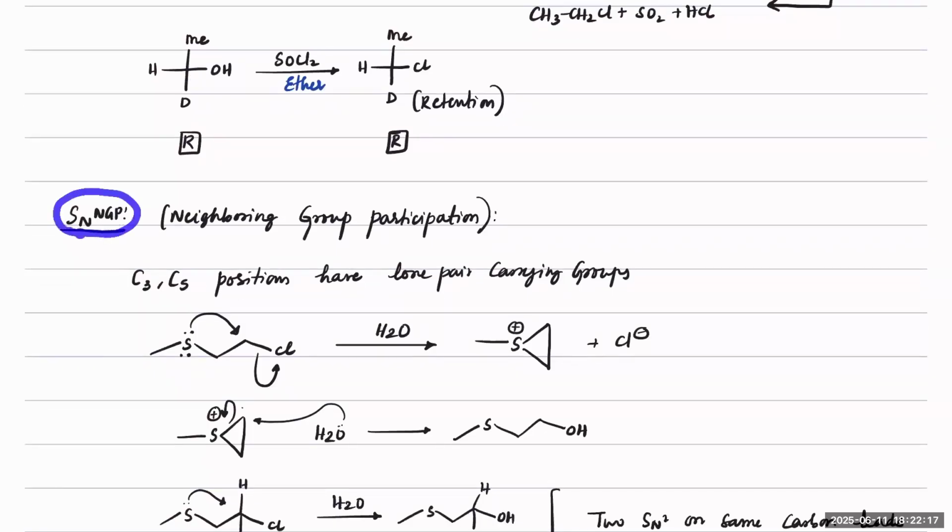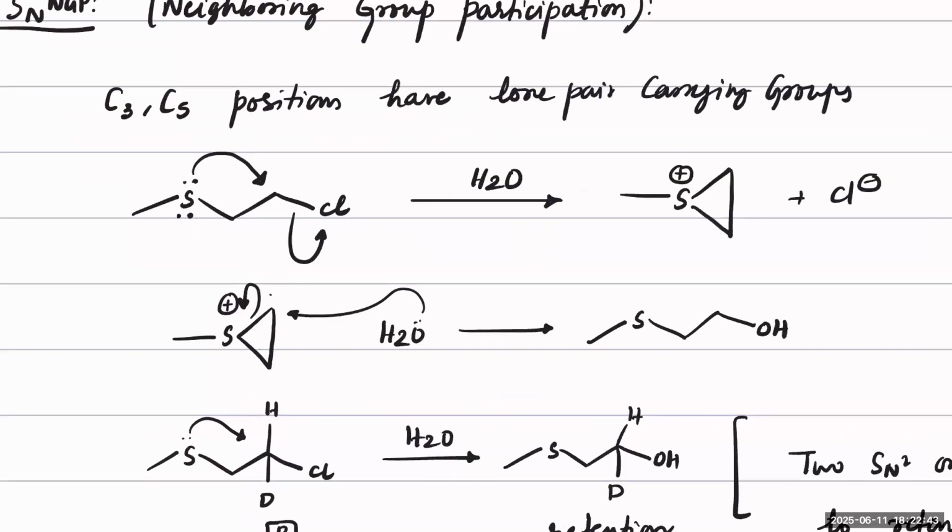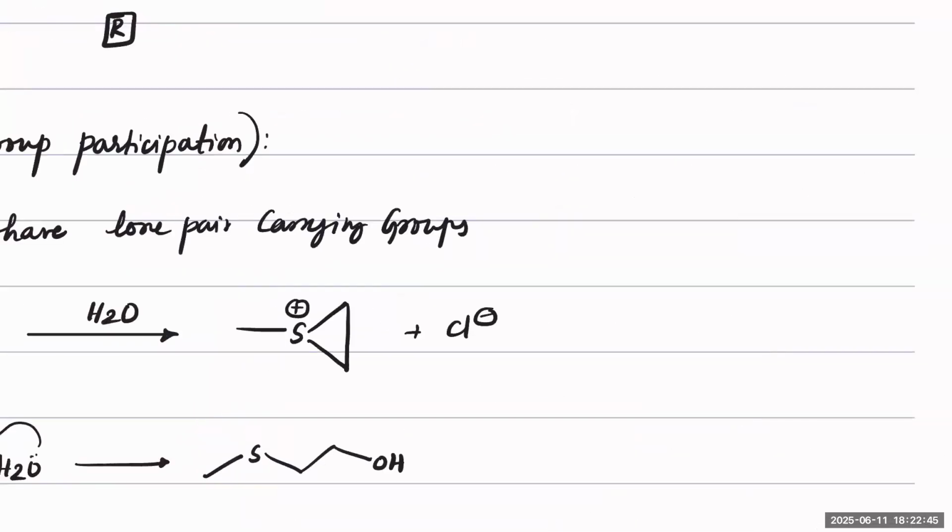SNNGP. Let us see SNNGP. SNNGP is about neighboring group participation. C3 and C5 positions have lone pair carrying groups. If at all they have lone pair carrying groups, then you will see that NGP is observed. What is NGP? Let me put it in this way.